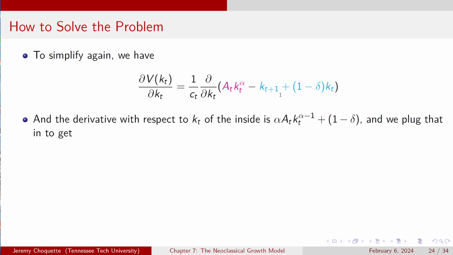Time subscript's not the same, so this differentiates down to 0. So what am I going to do? Well, I take the derivative of this with respect to kt, and it's alpha times at times kt to the alpha minus 1 plus 1 minus delta. Because I take this exponent, bring it down, multiply it by the leading coefficient, subtract 1 from the exponent. So that gives me alpha times at times kt to the alpha minus 1. And then I got this kt to the first power, so the derivative of 1 minus delta kt is just 1 minus delta. So I take that. Cool. So that gives me my partial of v of kt with respect to kt.